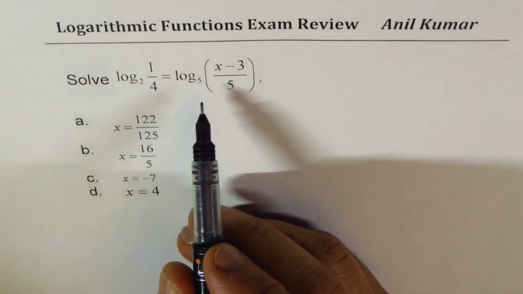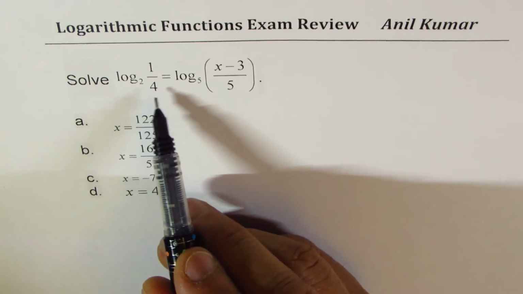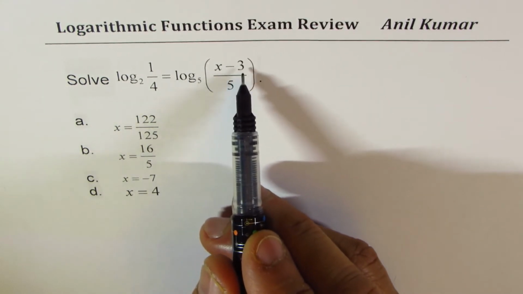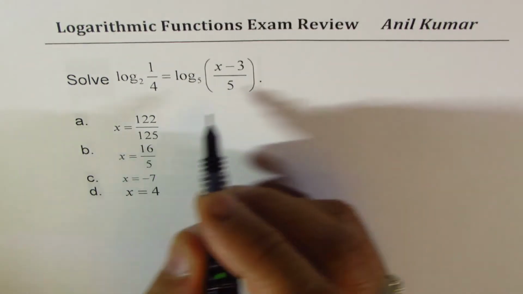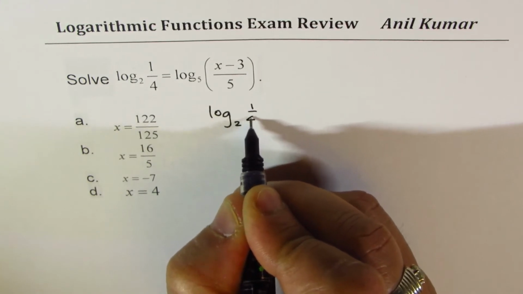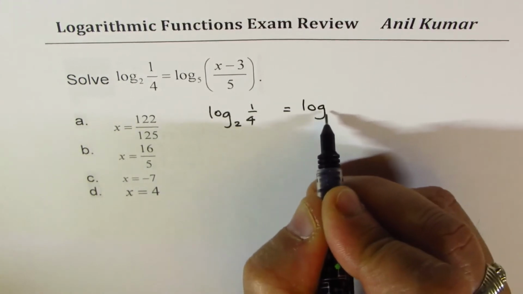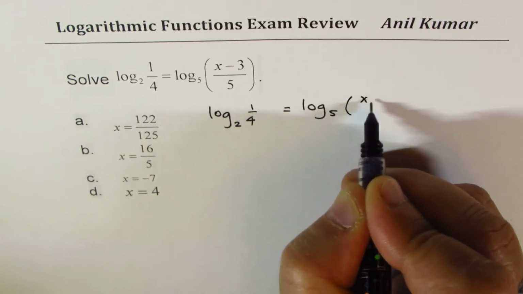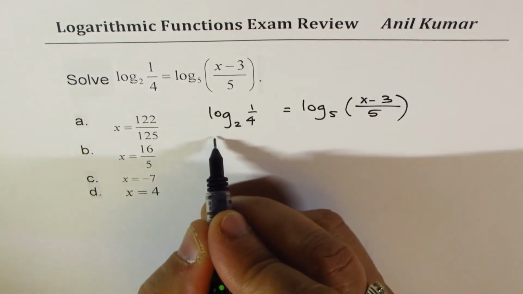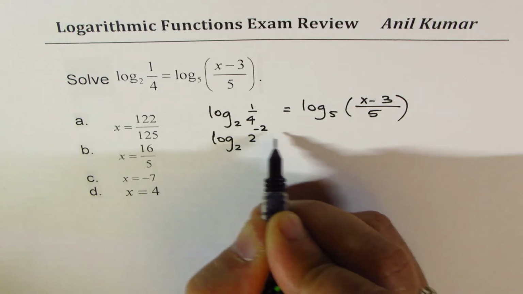Now we'll actually solve an equation which is log to the base 2 of 1 over 4 equals log to the base 5 of (x minus 3) over 4. So let's rewrite this first. Log to the base 2 of 1 over 4. 4 can be written as 2 squared. You can actually pause the video, answer the question, and then match with my solution. So the left side could be written as 2 to the power of minus 2, correct?